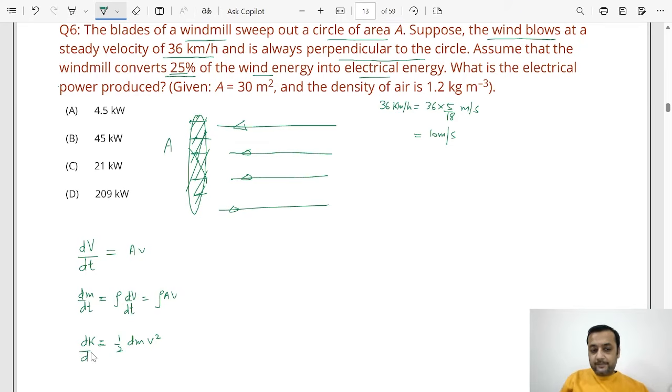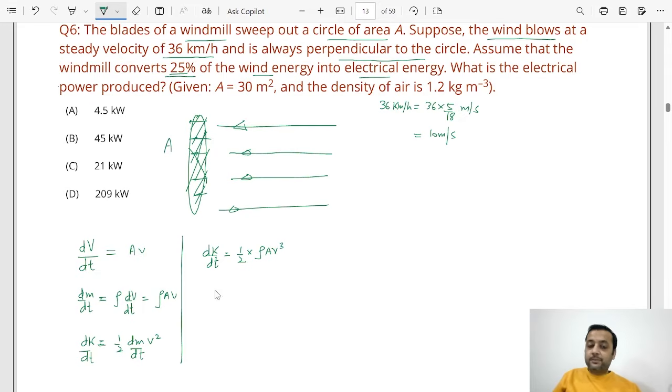So dK by dt will become half into dm by dt into v square, right? What is the value of dm by dt? That is rho Av. So that is the value of dm by dt into v square. When you multiply, v square will become v cube. So rho Av cube by 2, that is the value of dK by dt. Now this is the kinetic energy intercepted per second, or the rate of interception of kinetic energy.